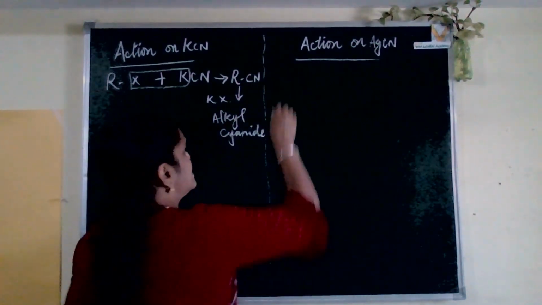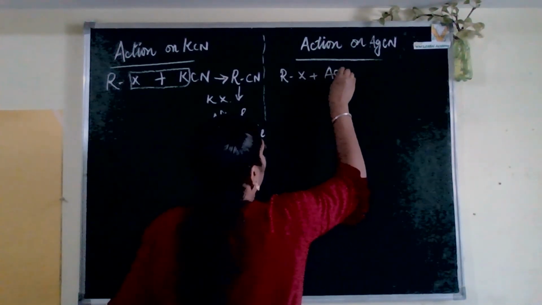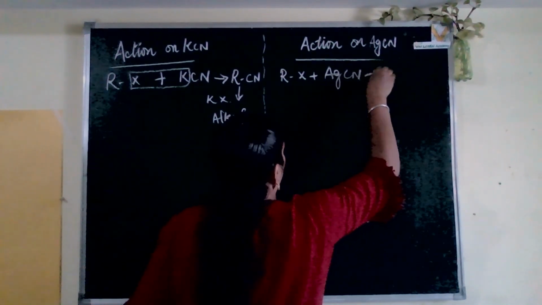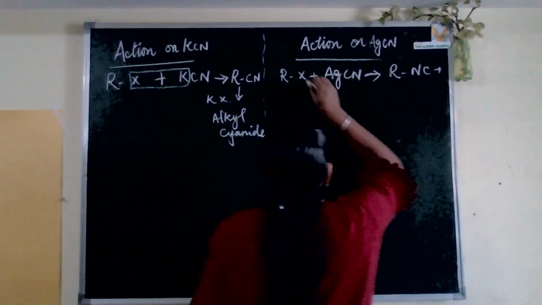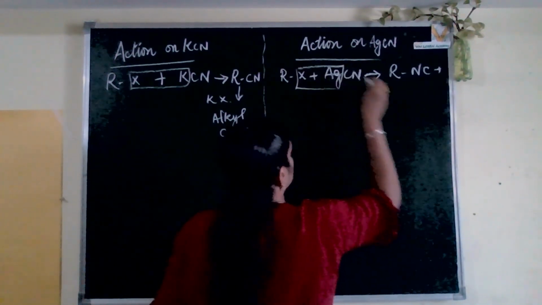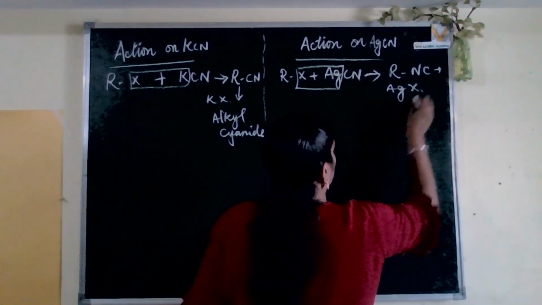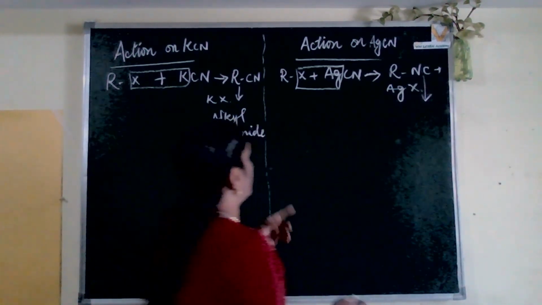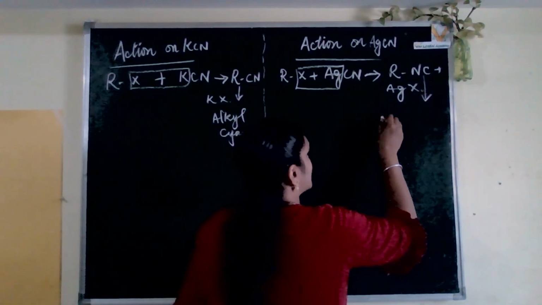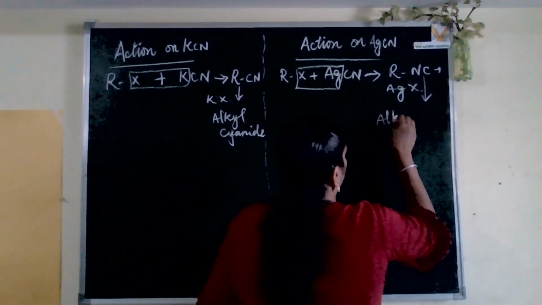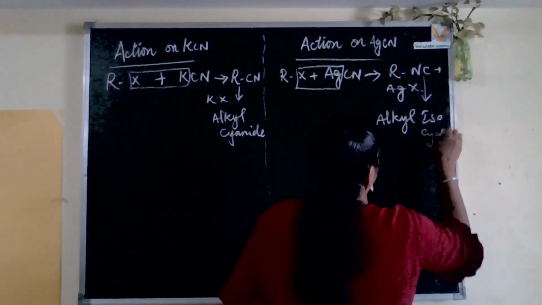But here, the same alkyl halide combined with AgCN, you get RNC plus the same thing, AgX. But what do we call this? See here, what is the difference? CN here, but NC here. Isocyanide, alkyl isocyanide.